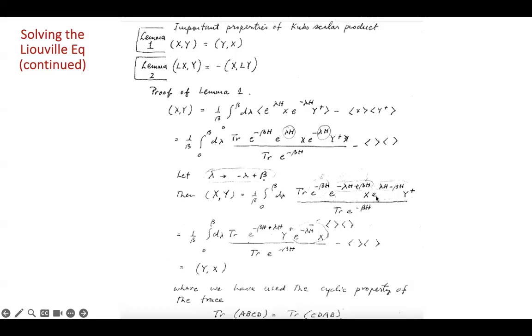And same on the right side also, e to the minus lambda h now becomes e to the plus lambda h minus beta h, y dagger. I have not written this piece here, it doesn't matter. So anyway, if you now observe it, this has already become e to the minus lambda h x e to the lambda h minus beta h y dagger.